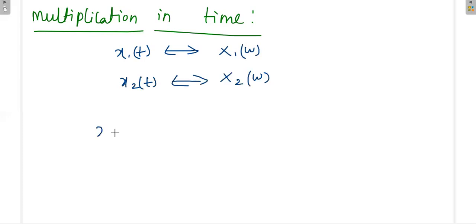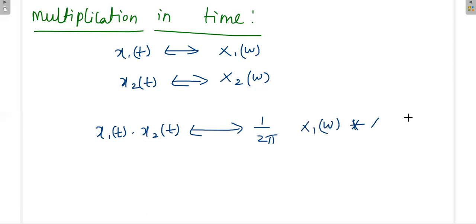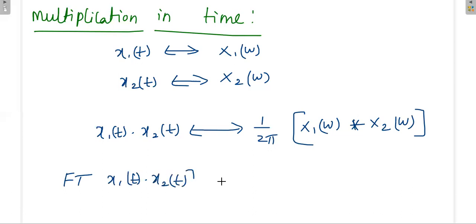Then when we simply multiply the signals in the time domain, that means x1 of t multiplied with x2 of t, the corresponding Fourier transform pair is 1 by 2 pi X1 of omega convolution with X2 of omega. So the multiplication is there in the time domain, so correspondingly there is a convolution in the frequency domain. That means the Fourier transform of x1 of t multiplied with x2 of t is equal to 1 by 2 pi X1 omega convolution with X2 omega.